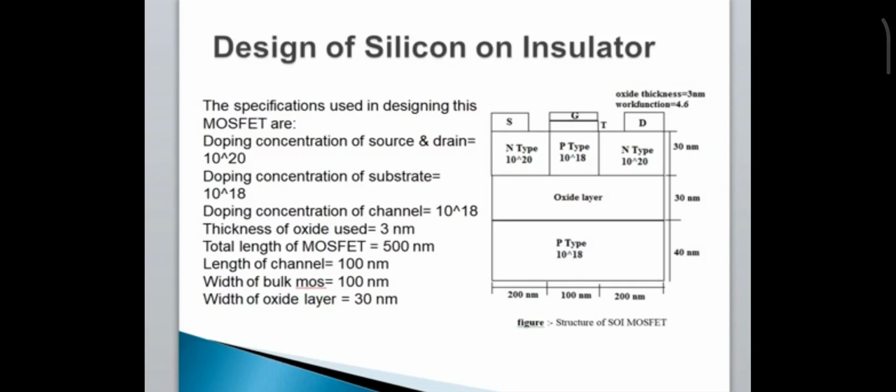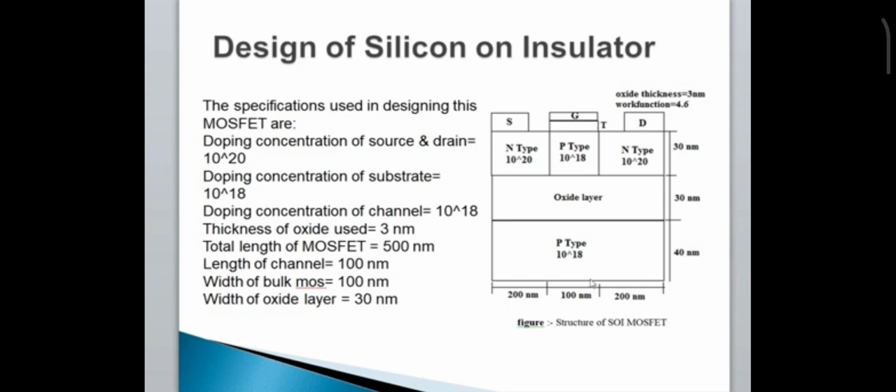In the last video, I had designed an SOI MOSFET. The dimensions of the proposed structure are: doping concentration of source and drain is 10^20, doping concentration of the substrate is 10^18, doping concentration of the channel is 10^18, and thickness of the oxide used is 3 nanometer, this one.